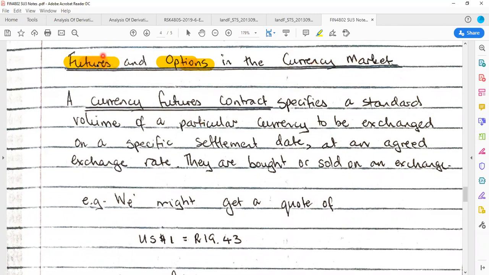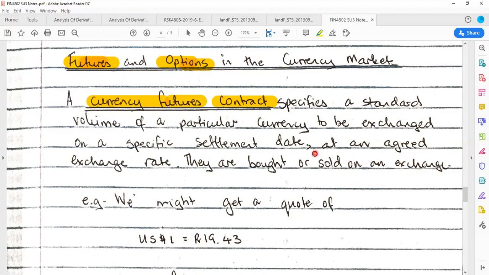So futures are dealt with in the futures market, like I was telling you about. So we have what we call a currency futures contract, which specifies a standard volume of a particular currency to be exchanged on a specific settlement date at an agreed exchange rate. They are bought or sold on an exchange. So let me explain this, because it's really important. You need to understand these contracts.